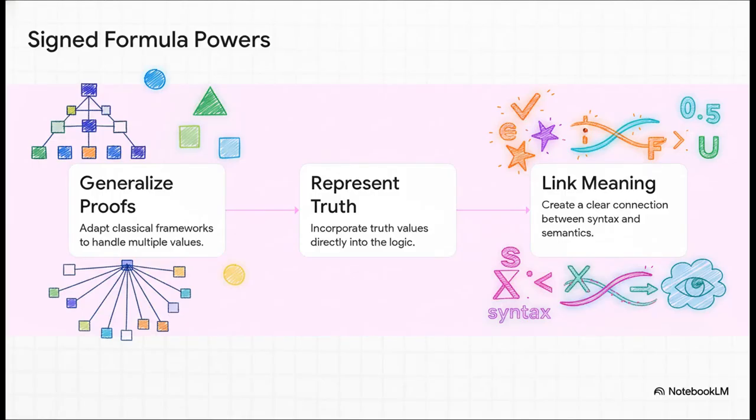So what does this tag actually let us do? Well, first, it lets us take all those proof systems we already had and adapt them to handle way more than two values. Second, it makes the truth of a statement completely explicit. It's not hiding somewhere. It's right there in the tag. And finally, and this is huge, it forges this incredibly strong link between the symbols you write down, the syntax, and what those symbols actually mean, the semantics.